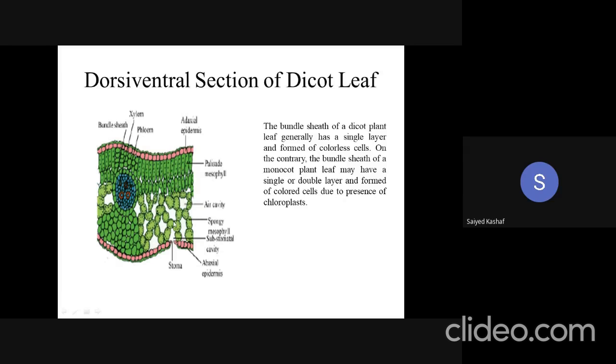When we talk about the spongy cells, they are oval or round and loosely arranged cells, and they possess air cavities in between. These air cavities provide a large space. The vascular bundles are surrounded by a thick layer of bundle sheath cells, which we have already discussed. So this was all about the dicot leaf.